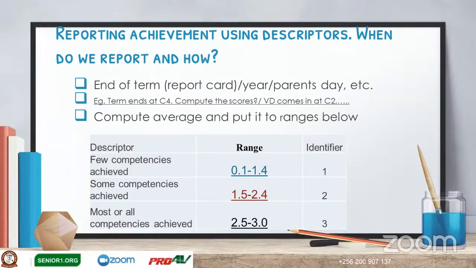So we have this section here where we compute the average of the chapters, and then we can see which level this learner is. So here we have a range. The first range is from 0.1 up to 1.4. So where is this point coming from? It is coming from the average from the previous table, the average of the chapters.